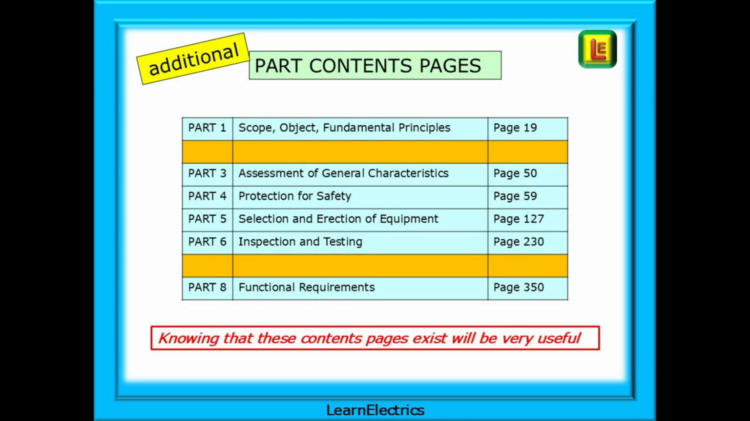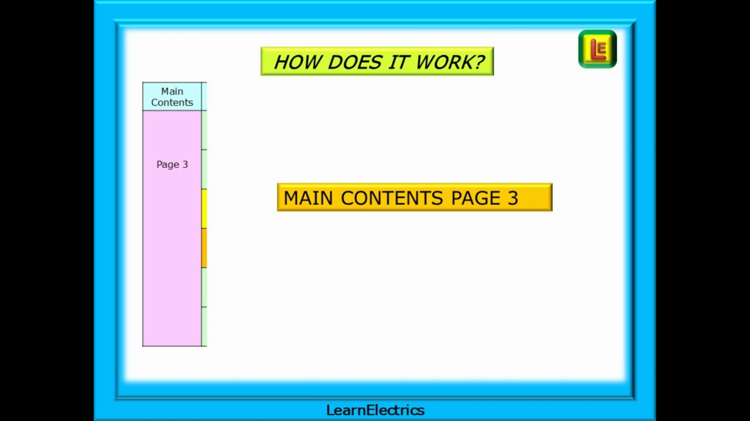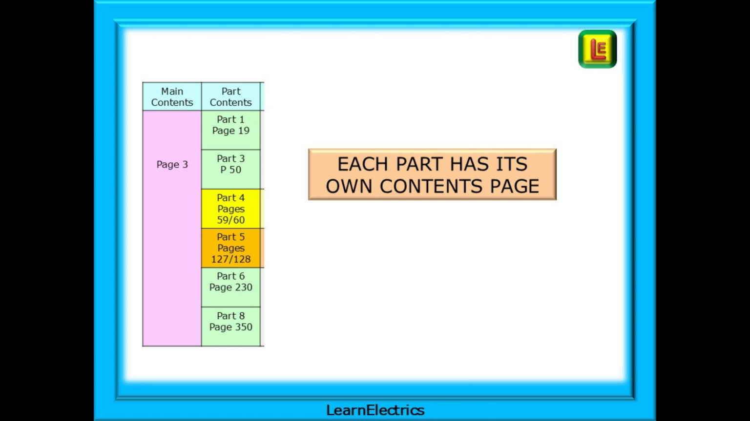Shown in this table are the page numbers of additional contents pages, additional search information that will help you to navigate the book much more easily. Knowing that these contents pages exist will be very useful. How do all these contents pages work together? Beginning with the main contents page on page 3, each part also has its own contents page with an expansion of the search information available.